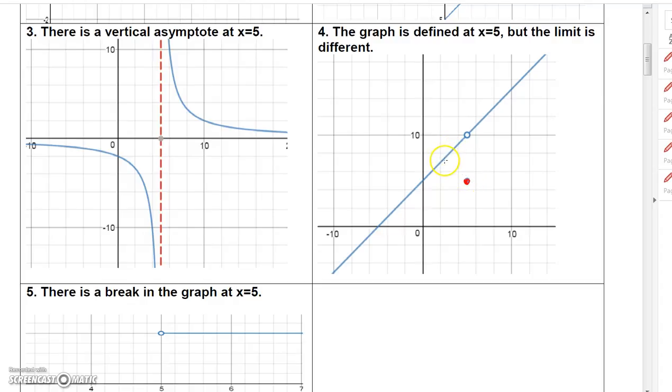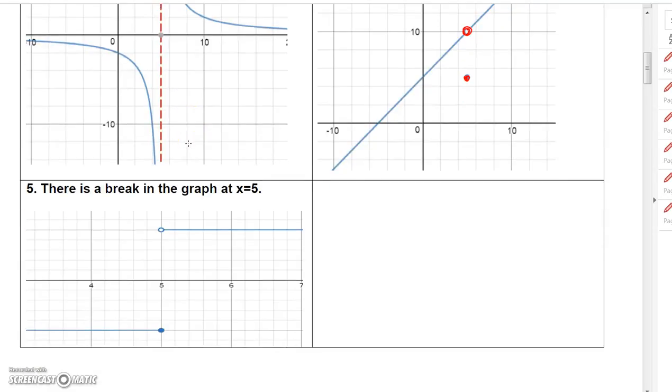But here, the limit is actually at this value. So the limit is up here at 10, but the functional value is down here. It looks like it's maybe at 5. So the limit is 10 as x approaches 5, and the functional value at 5 is certainly not 10, because it's way down here. So that's why that one is not continuous at 5.